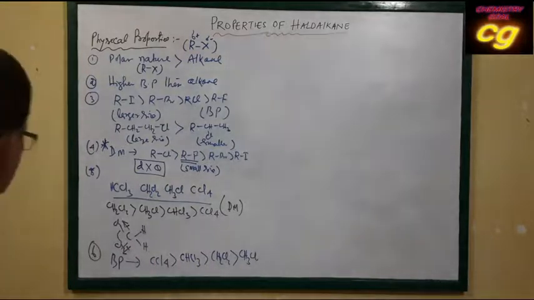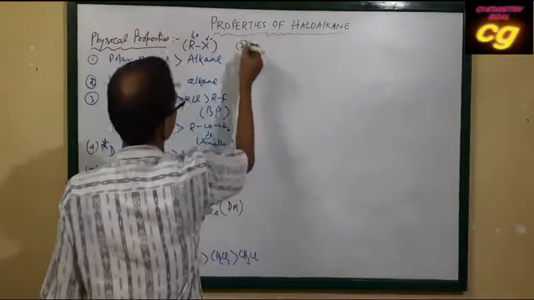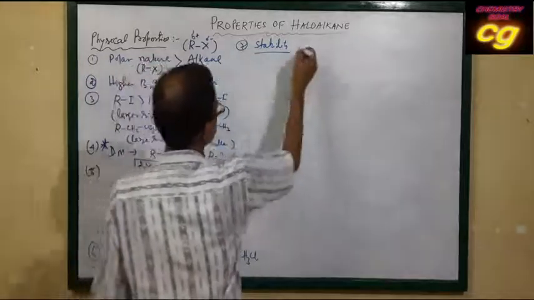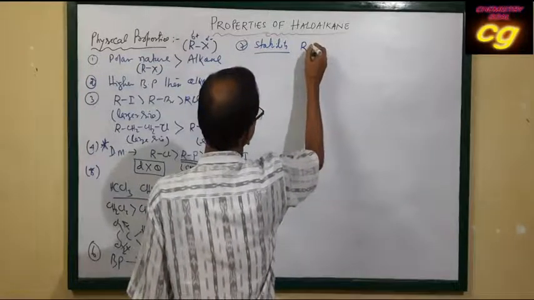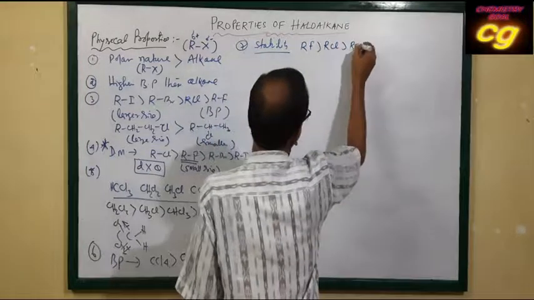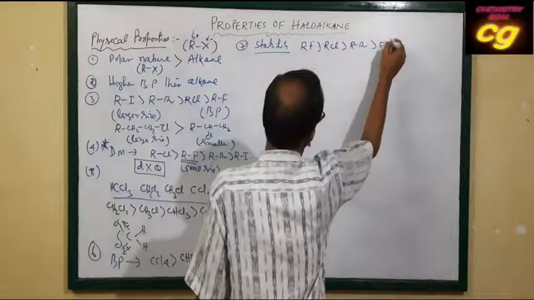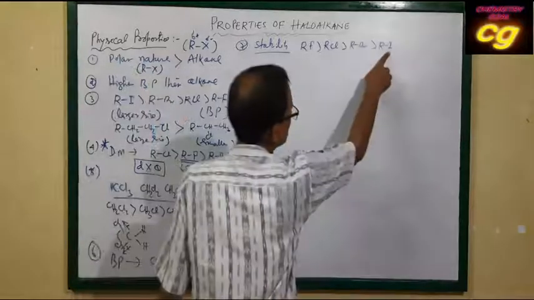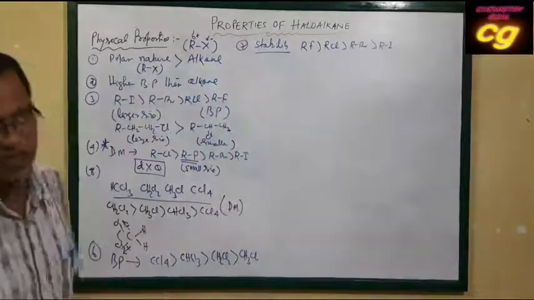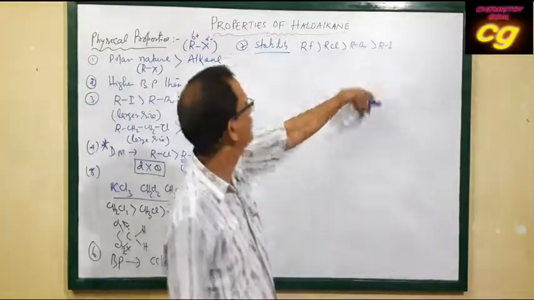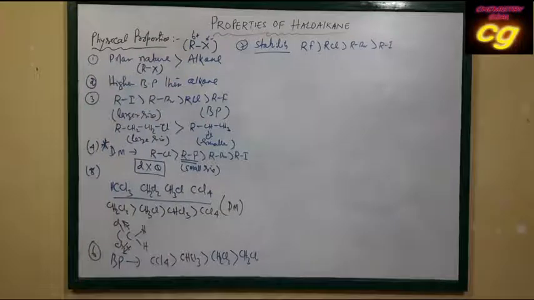Then stability. If you see, the stability order is like this: RF greater than RCl greater than RBr greater than RI. Because of the bond dissociation energy, R-I has the larger size of iodine, so a weaker bond. That's why the stability is low. Okay, this is regarding the stability, boiling point, and solubility.